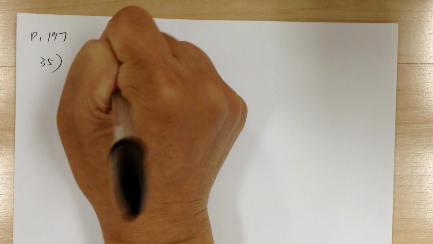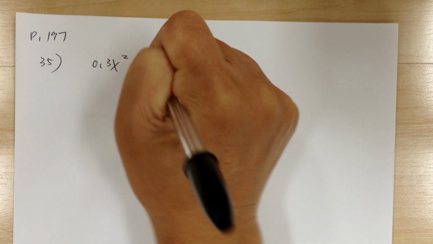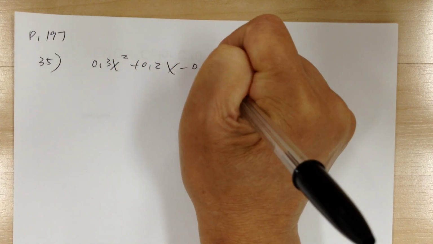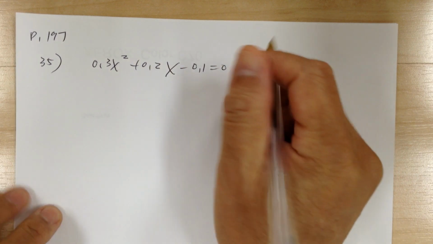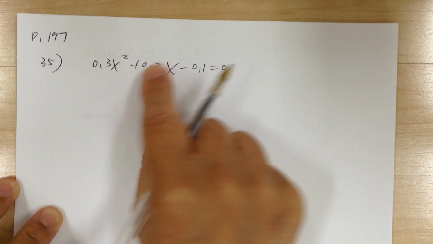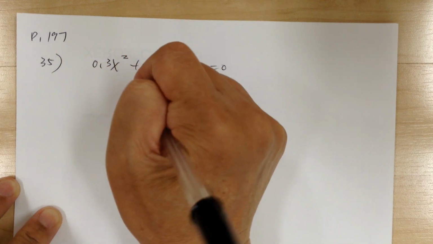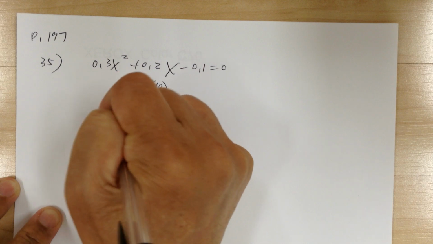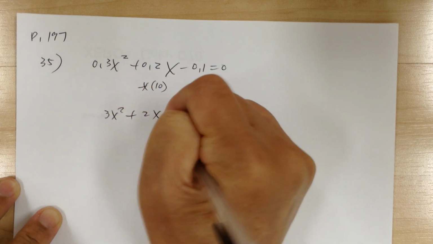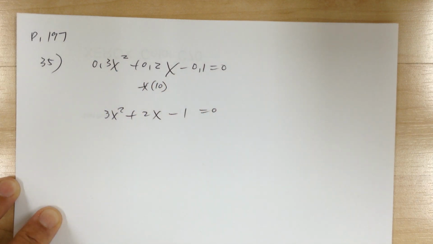Okay, so this one you want to solve. It kind of gives you the clue, right? So number 35, you got 0.3x squared plus 0.2x minus 0.1 equal to 0. So when you have one decimal place, just multiply everything by 10, so that way you move the decimal one place over. So you got 3x squared plus 2x minus 1 equal to 0.